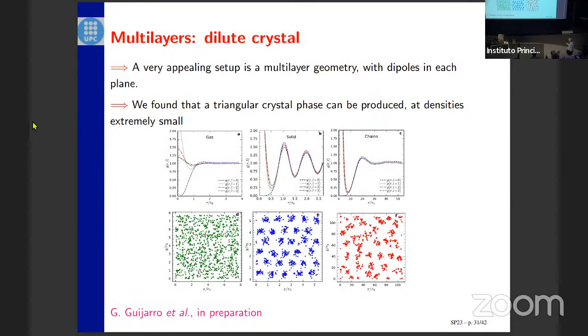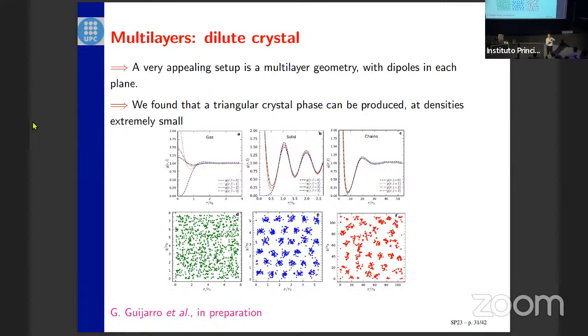And this is new, still unpublished. What happens when instead of a bilayer, I have a multi-layer? Imagine that you can manage to put 2, 3, 4, 5 layers, with the same terminology. Well, what happens in that case is interesting, because you can evolve from a gas to a crystal. So you are able to see, look here, a kind of triangular crystal. You can identify the triangular geometry, okay?